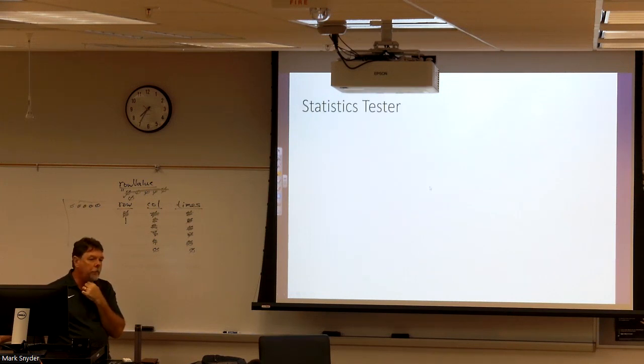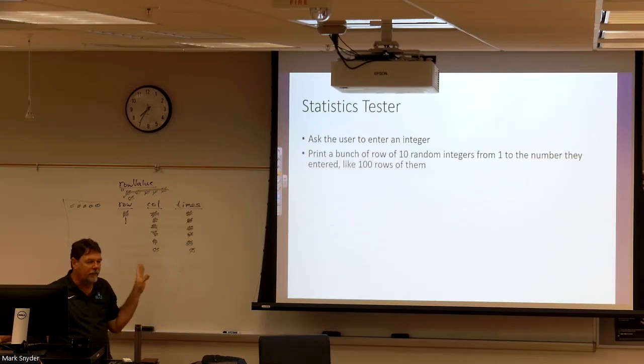Okay, next problem. I'm calling this one statistics tester. Again, I just made it up. So we're going to ask the user to enter an integer. Once we've got that integer, we're going to print a bunch of rows of 10 random integers from 1 to the number that they entered. That's where we're going to use the first number. So if you enter 100, then each row is going to have 10 columns, and each of those columns are going to contain a random number from 1 to 100, because that's the number you entered.